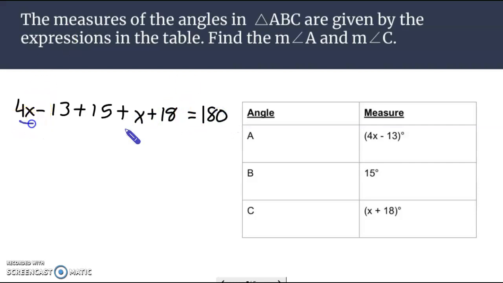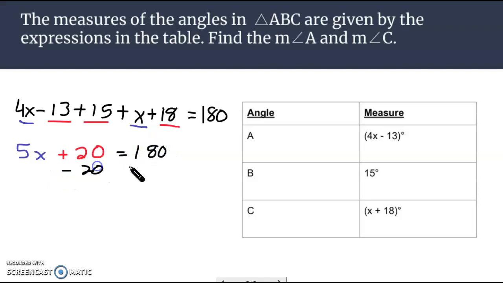We're going to add the 4x and the 1x together to make 5x. We're going to say negative 13, positive 15, positive 18. So negative 13 and 15 make 2. 2 plus 18 is 20. Here's our simplified expression. I'm going to take away the 20 from both sides. That leaves us with 5x equal to 160. 160 will get divided by 5, and x will be 32.